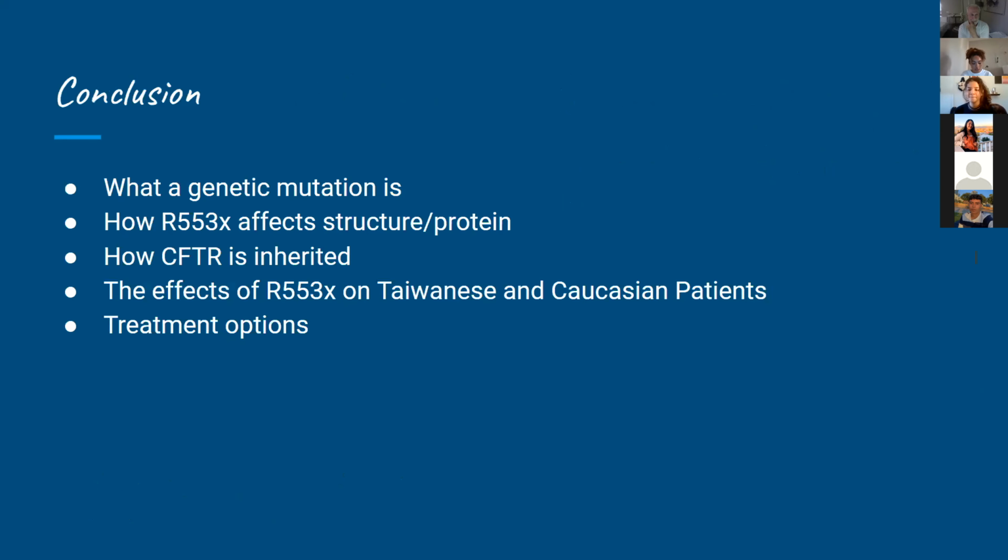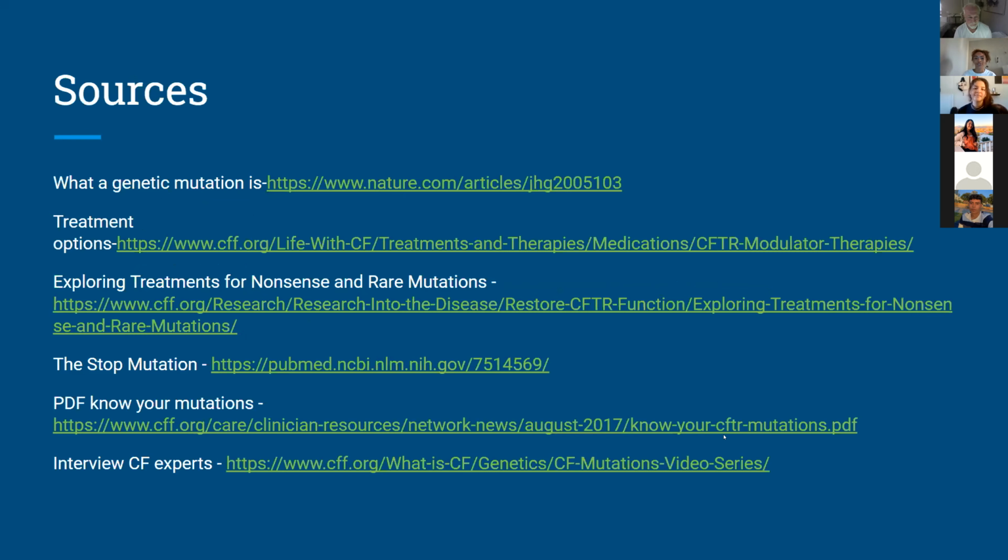Okay, so in conclusion, today we talked about what a genetic mutation is, how R553X affects structure and protein, how CFTR is inherited, the effects of R553X on Taiwanese and Caucasian patients, and some treatment options for the mutation R553X. And our hope for the future is that there would be a cure for the 10%. Thank you. We also have a works cited slide. In case you want to look more into our mutation, we have some sources here.